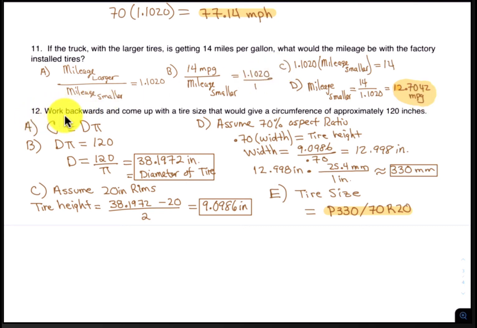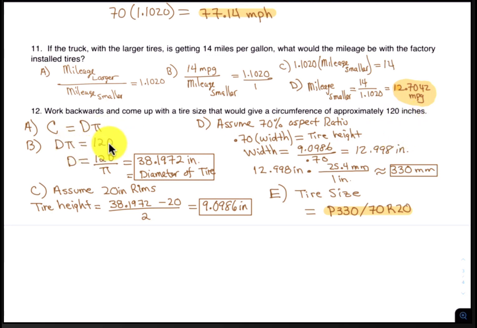And then for number 12, it says work backwards and come up with a tire size that would give a circumference of approximately 120 inches. Well, as we go through this process, I figured out that we needed to make some assumptions because there's more than one possibility here. Well, first of all, we use the equation in part A. The equation is circumference is diameter times pi. So then in part B, we say the diameter times pi equals the circumference, which is 120.